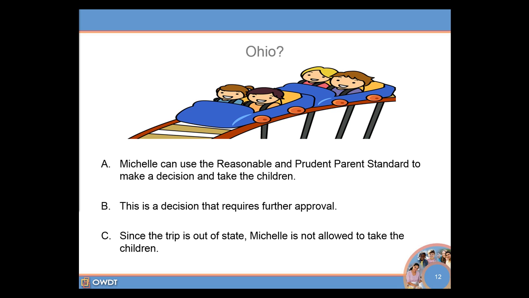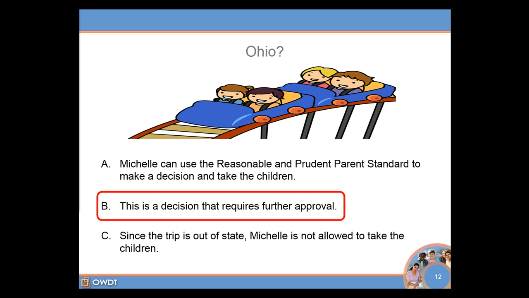A foster parent, Michelle, would like to take her niece, 14, and nephew, 16, who have been placed with her, to Cedar Point in Ohio. The children's parents have taken them there before, so Michelle doesn't think that they will mind. What should the foster parent do? A. Michelle can use the reasonable and prudent parent standard to make a decision and take the children. B. This is a decision that requires further approval. Or C. Since the trip is out of state, Michelle is not allowed to take the children.